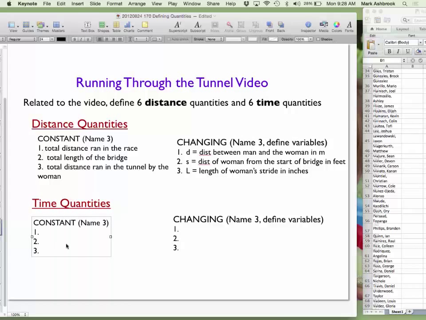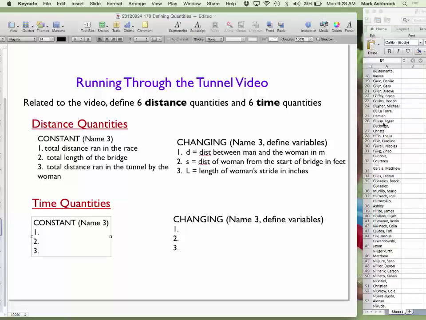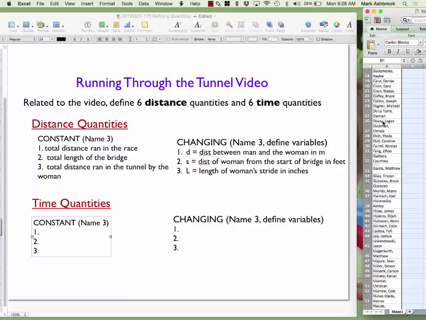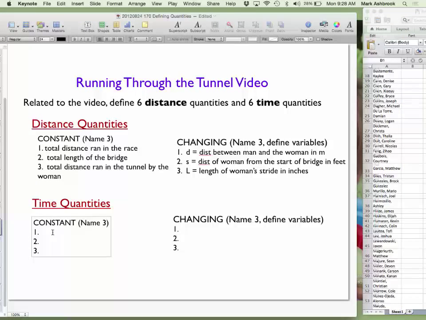Okay, time quantities. Let's do constant first. Where is Logan? Logan O or D? Logan D. Is it a constant time quantity? Is it specific enough? Sure. Is it spelled right?